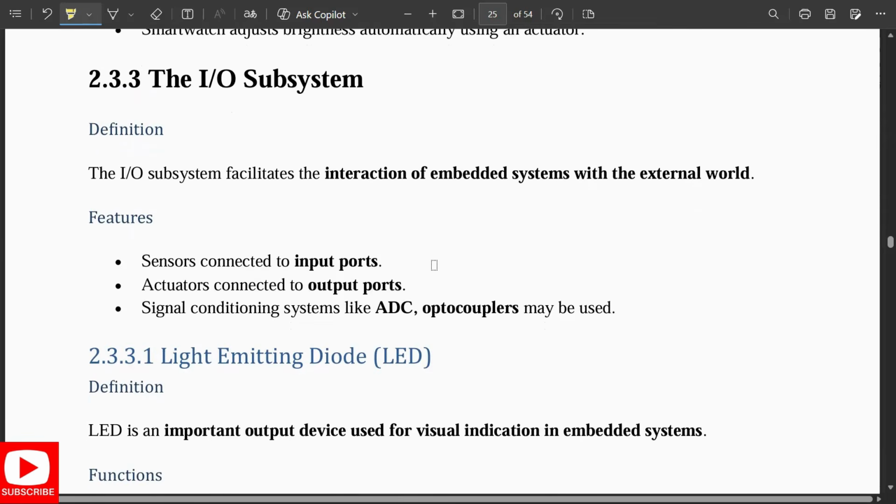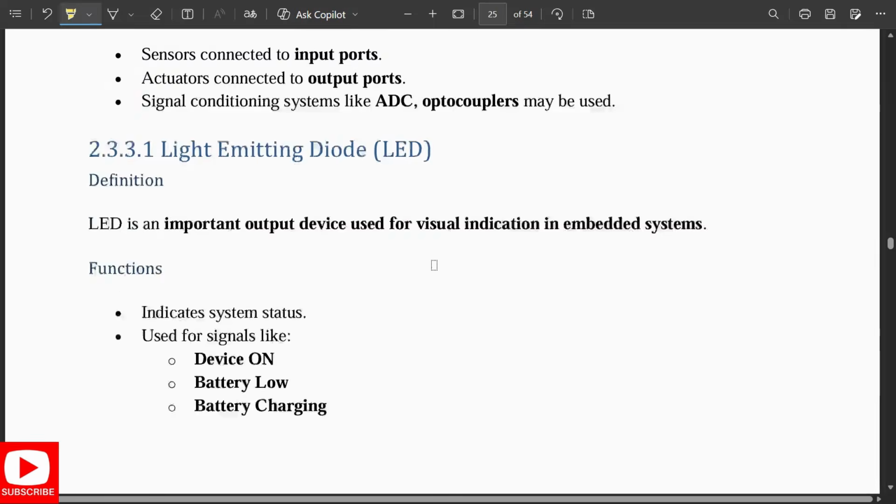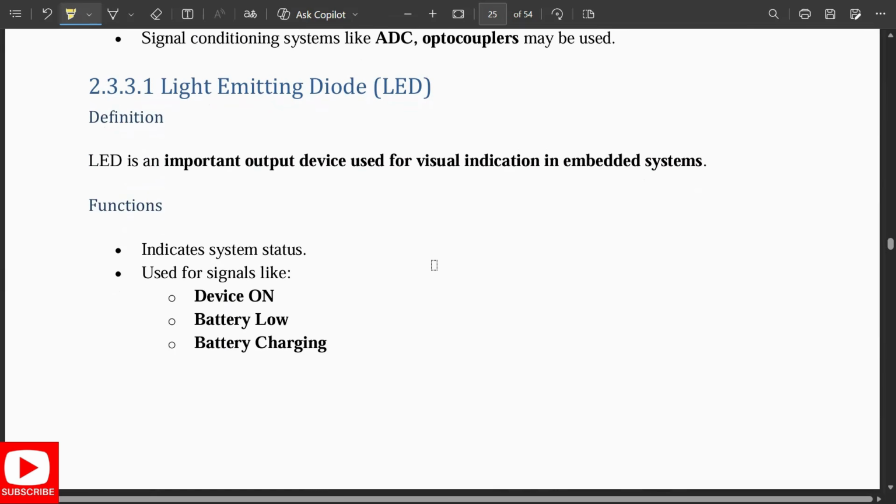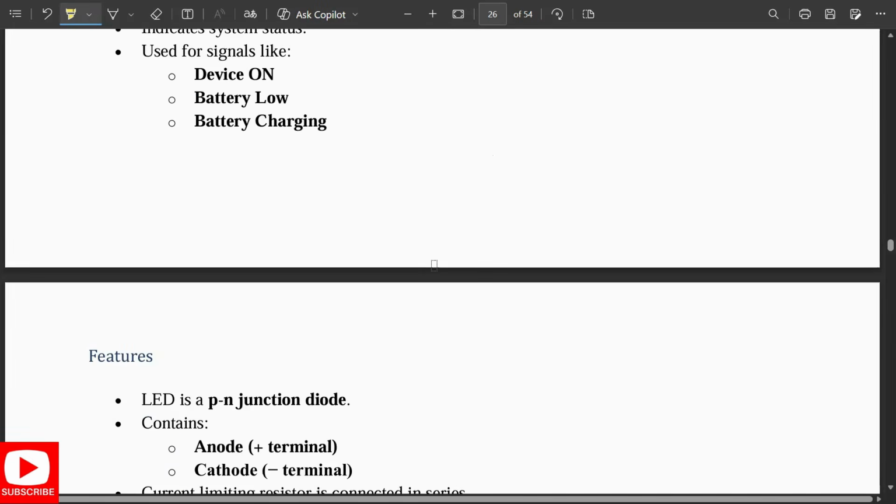Next comes the input-output subsystem, one of the important topics, where you need to know the explanation of each of the input-output devices to write in the exam. This facilitates the interaction of the embedded system with the external world. We know the sensors and actuators help in that. First device is the LED, light emitting diode. It is an important output device used for visual indication in an embedded system. Its function is to indicate the system status, used for signals like the device is on, the battery is low, or the battery is charging.